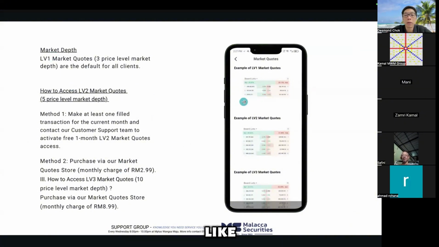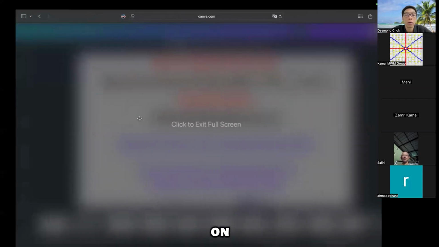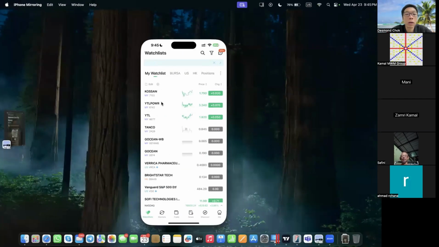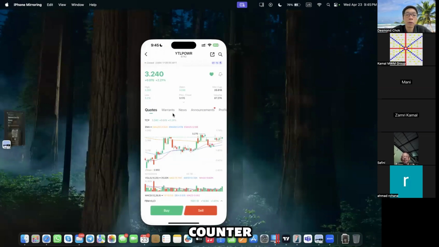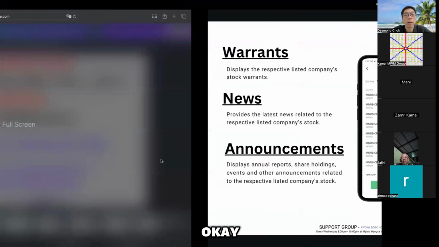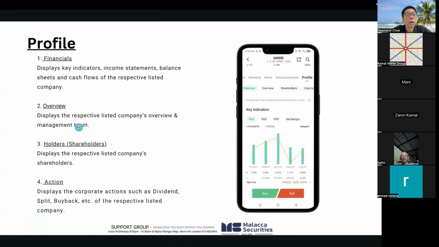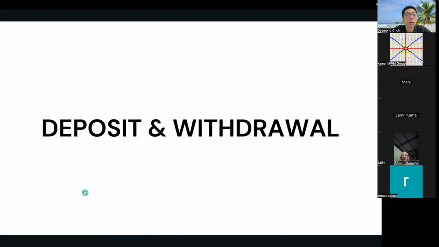Then market depth, just how I already explained, 1, 2, 3. What are the differences? Then trade warrant, where to get the warrant information. On the warrant, I just want to show you this. Let's say this counter, you want the warrant, then you can see the warrant here. Then announcement, orders, and this one is profile, same thing on the fundamentals.